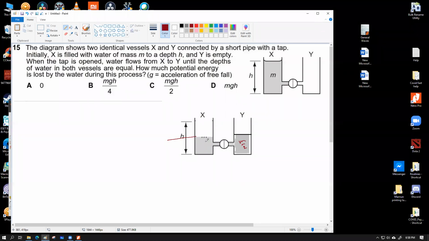You can consider from bottom to bottom. So let's say this much height would be h/2. Or you can take the top reference level. So from here to here is also h/2. This much is also h/2.